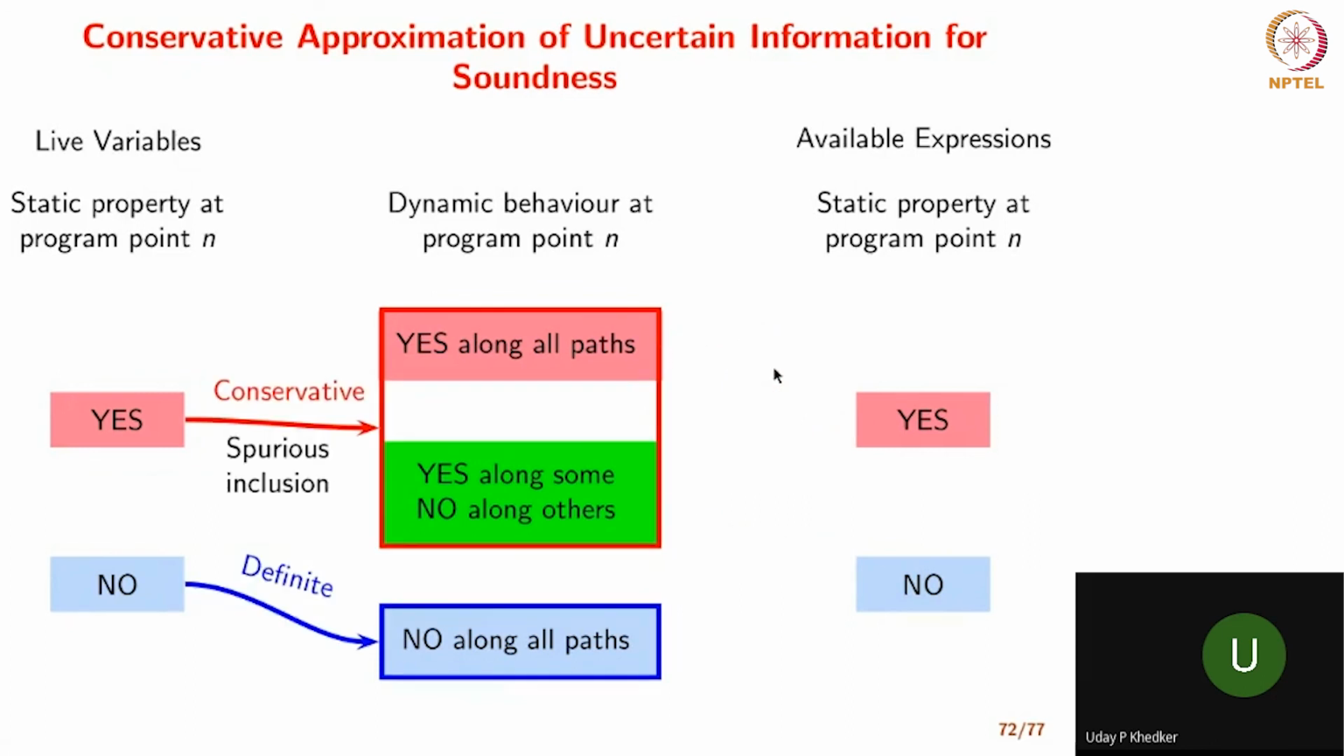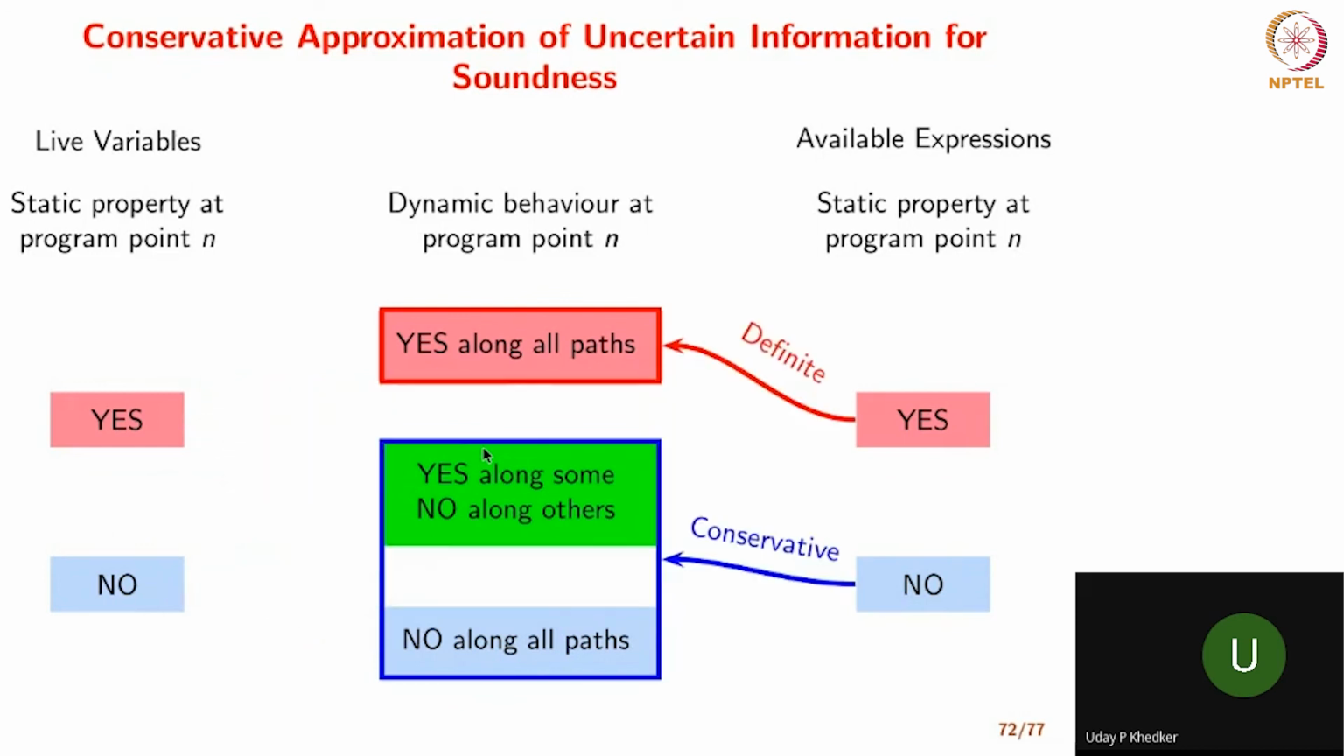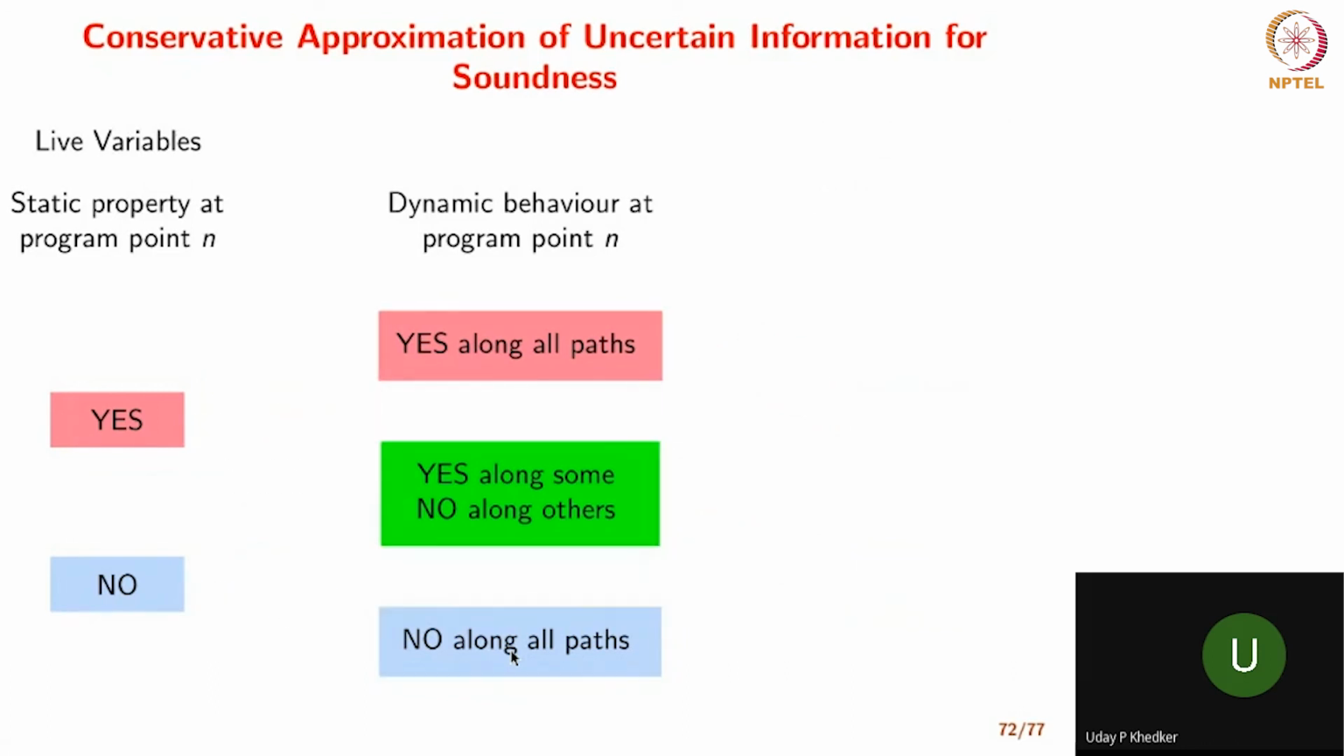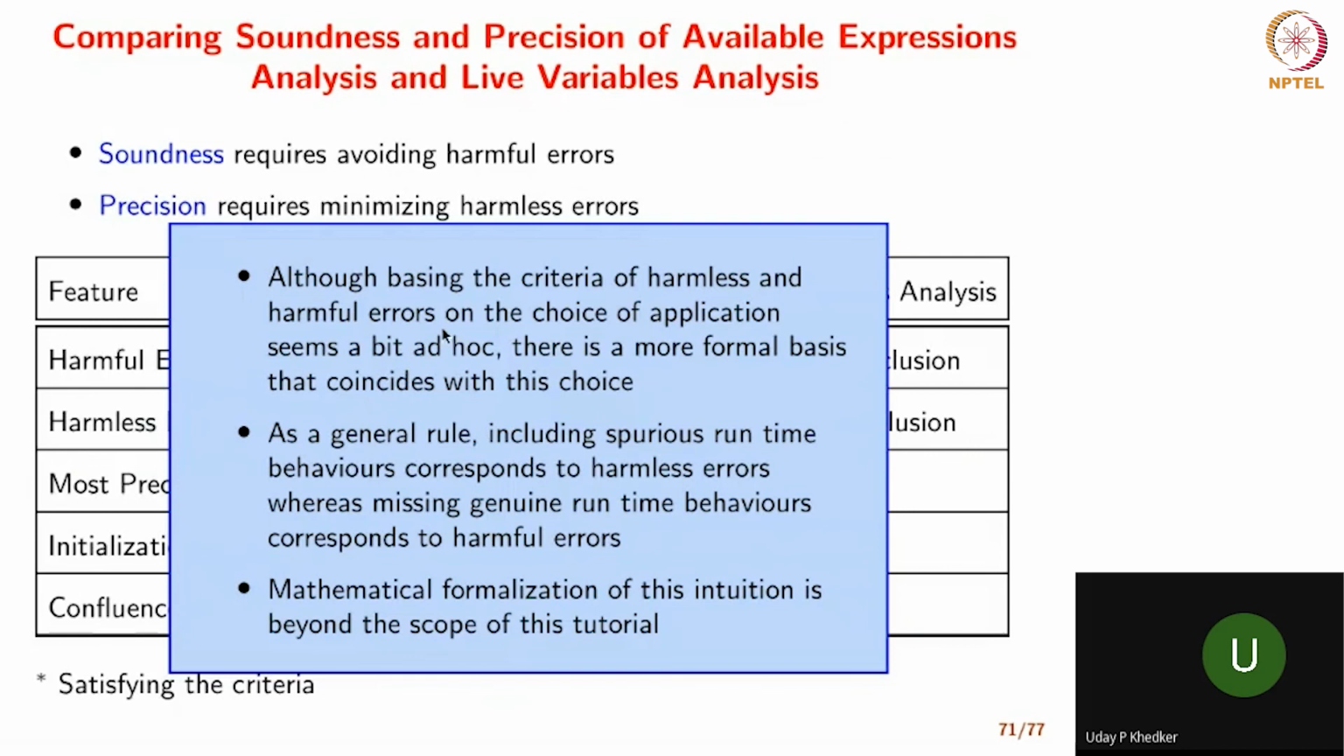Remember when we talked about this yes no combining, here we didn't say our application is dead code elimination. We simply went by the formal definition which said that it's a some path property. Here also we went by formal definition where we said it's an every path property. We did not say we will do available expressions analysis. So this brings us back to the observation that was made here, that there is a more formal basis that coincides with this choice of the criteria of harmless and harmful error on the basis of an application.